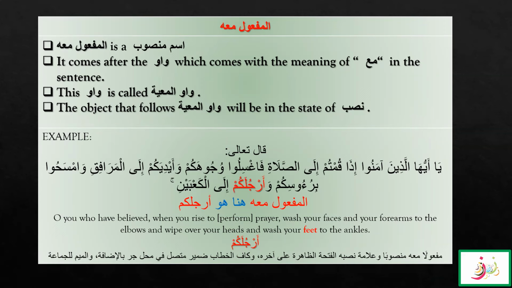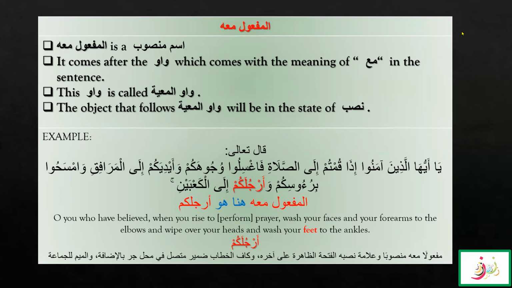The last maf'ul for today is the maf'ul ma'ahu. Maf'ul ma'ahu is an ism mansoob, and it comes after the waw, which comes with the meaning of ma'a, meaning with, not and, in the sentence. This waw can be called waw ma'iyya because it is giving the exact meaning of ma'a. The object that follows waw ma'iyya will be in the state of nasb. We know that because it is maf'ul ma'ahu, and any maf'ul will be in the state of nasb. Let's see the example, and it is a very good example of maf'ul ma'ahu.